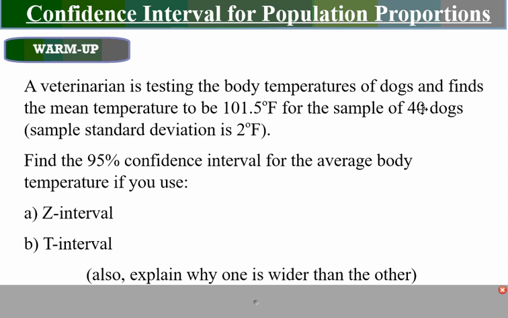We do have the sample standard deviation, so technically the book would say you should be using a t interval. Both would be valid in this case because our sample is large enough. But really you should be using the t interval for this. But let's see if you did both, how do they compare? So find the 95% confidence interval for a z interval and a t interval. Also explain why one is wider than the other. So pause the video, try it, see if you're prepared for what we're about to talk about today.